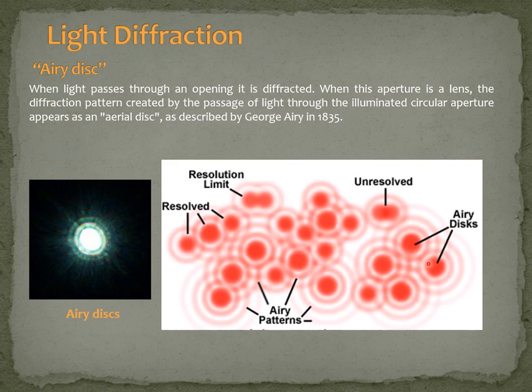So you can see two different objects perfectly resolved, and you can see these two are not resolved, so they are below the resolution of the microscope. And these circles of light, now usually we refer to them as Airy discs, due to the name of George Airy, who was the first person to describe them.